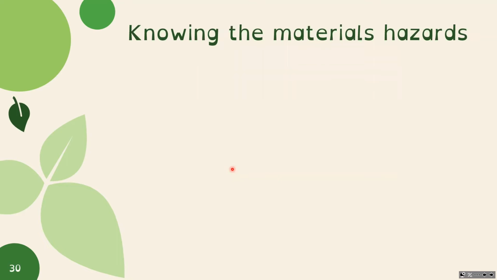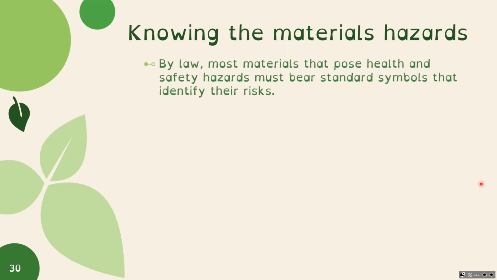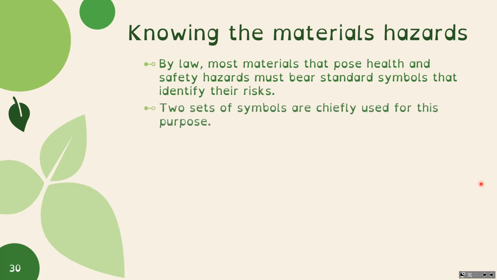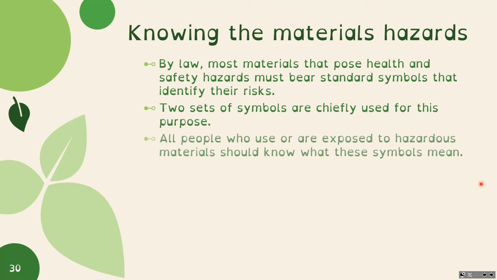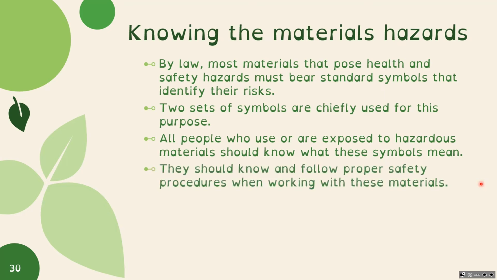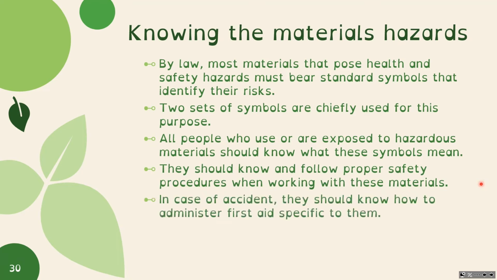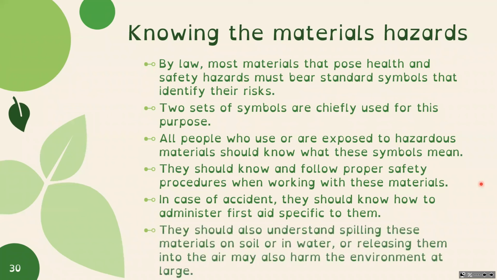So another method of keeping people safe is knowing the material hazards. By law, most materials that pose health and safety hazards must bear standard symbols that identify their risks. Two sets of symbols are chiefly used for this purpose. All people who use or are exposed to hazardous materials should know what these symbols mean. They should know and follow proper safety procedures when working with these materials. In case of an accident, they should know how to administer first aid specific to them. They should also understand that spilling these materials on soil or in water or releasing them into the air may also cause harm to the environment at large.